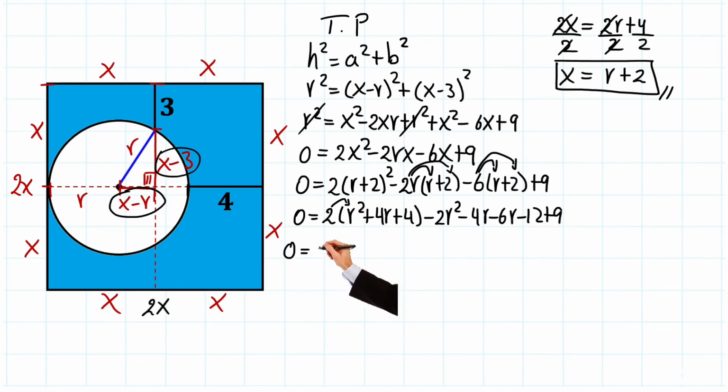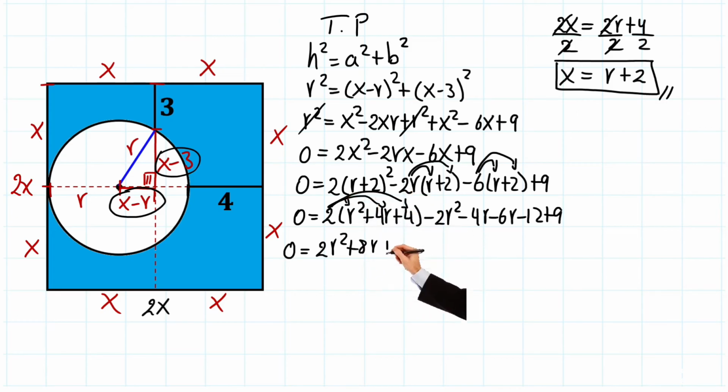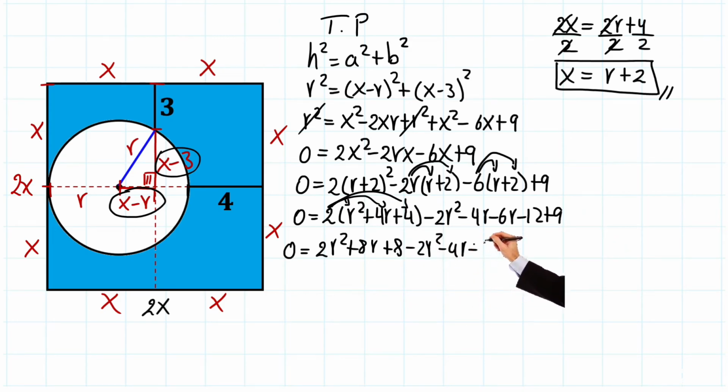Notice 2 times r squared, 2r squared. Then 2 times 4r gives us 8r. Very well. And finally 2 times 4 gives us 8. Very well. The rest stays the same. Minus 2r squared, minus 4r, minus 6r, minus 12, and plus 9. Very well.